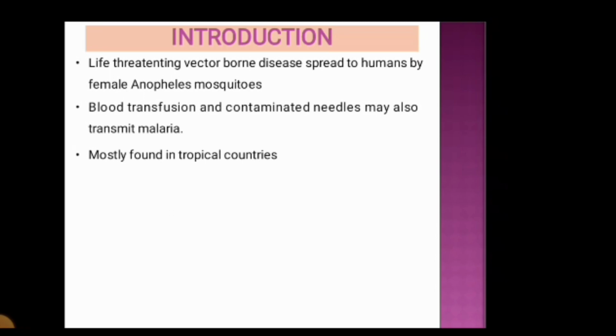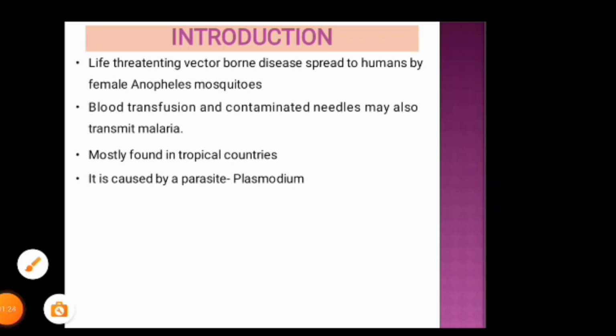This disease is mostly found in tropical countries. It is caused by a parasite named Plasmodium, which is a protozoan. There are 5 Plasmodium parasite species that cause malaria in humans.